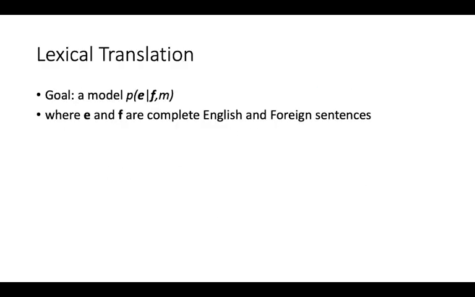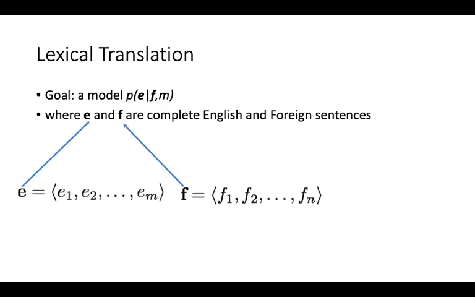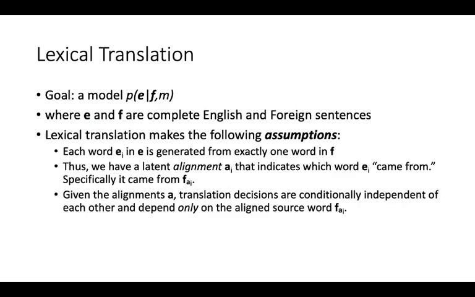And there's a lexicon translation. For example, we know that this English sentence and foreign sentence has multiple words, and we know that the words can have some alignment. So we have some assumptions that each English word is generated from exactly one word in F. So for example, each English word is aligned to exactly one word in the foreign language.